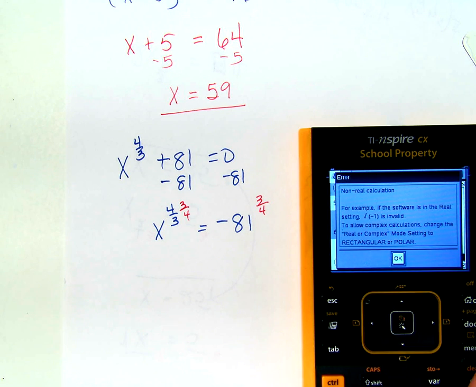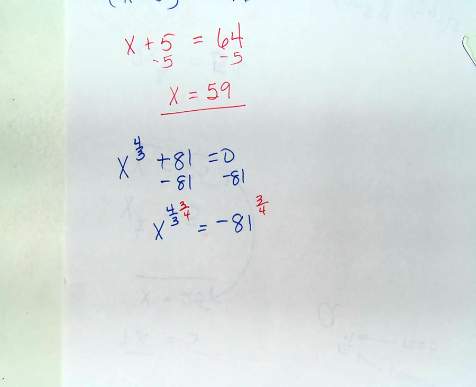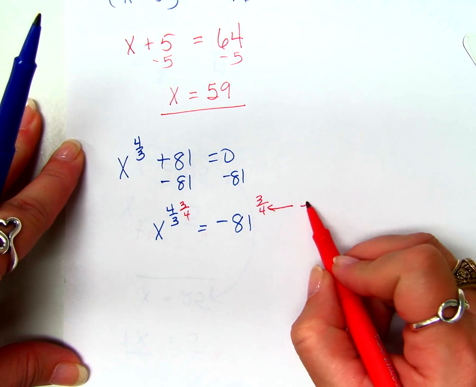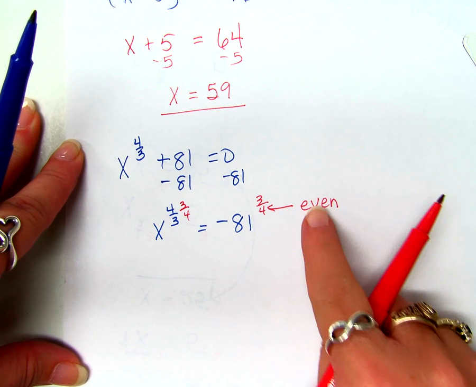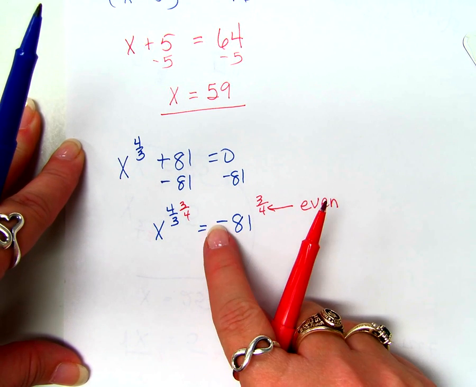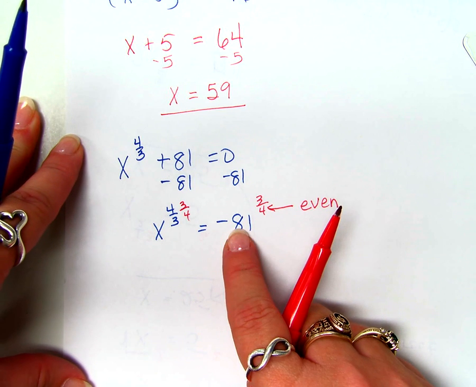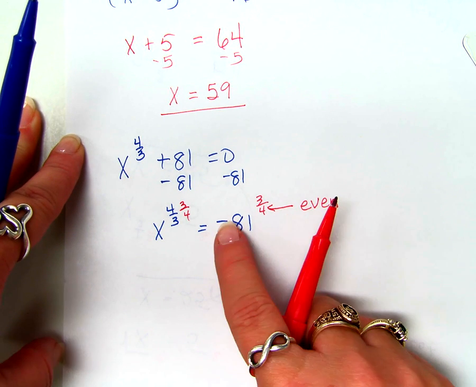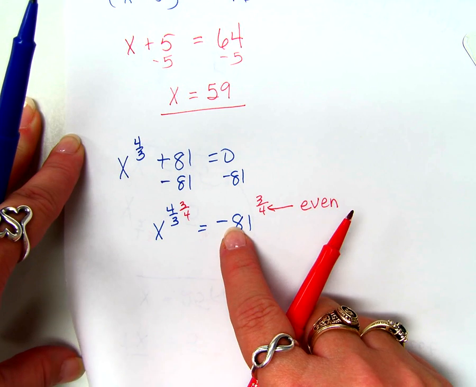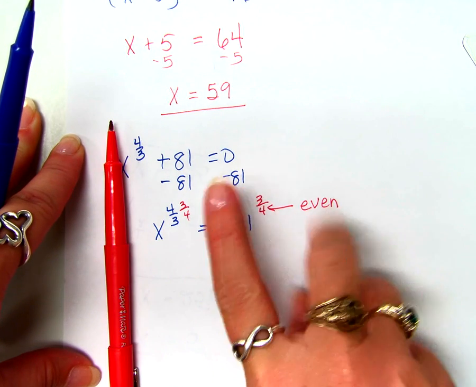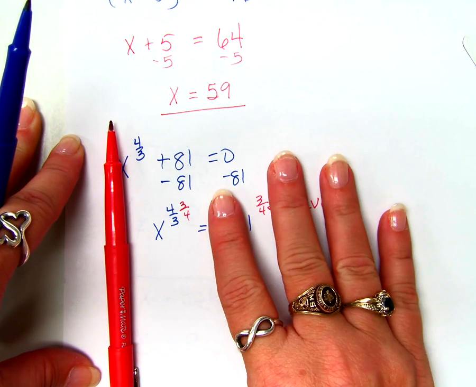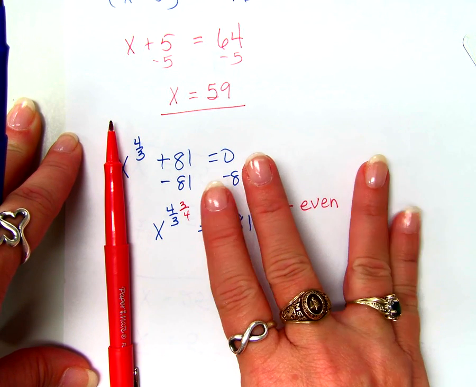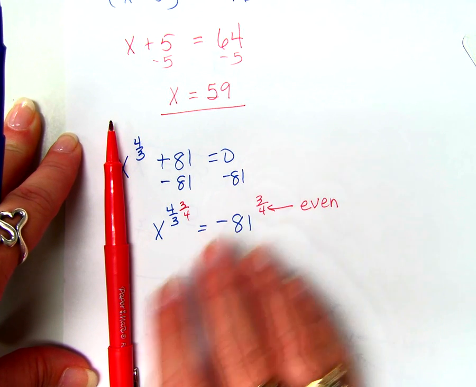No real solution. Why is it no real solution? What kind of root am I trying to take? I'm trying to take an even root. Can I take an even root of a negative number? No. Okay? Because it's saying what times itself times itself times itself is a negative 81. That's not going to happen because I know even roots are going to give me a positive number, aren't they?